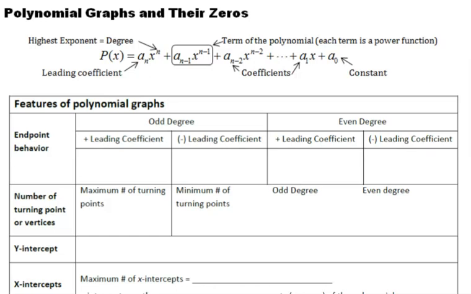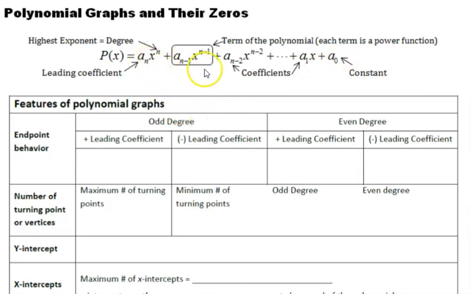I want to use this chart to summarize the things that you've learned and noticed about polynomials while doing the Desmos exploration. So first of all, let's just look at how a polynomial function is structured.